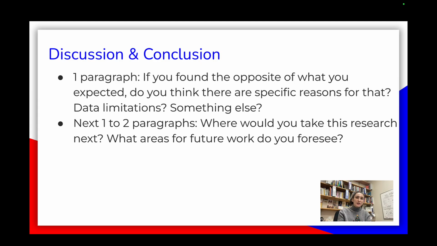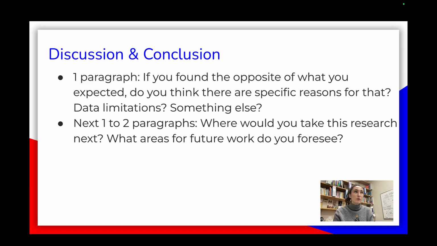Okay. The next part, so you could have found the opposite of what you expected with your hypothesis. Are there any potential reasons for that, right? If you found what you expected, that's cool too. But in any case, in this part, you want to talk about potential limitations in terms of your data, in terms of your process tracing, in terms of your case selection. Was there potentially something else going on, right? You want to be upfront here about what the limitations of your research were.